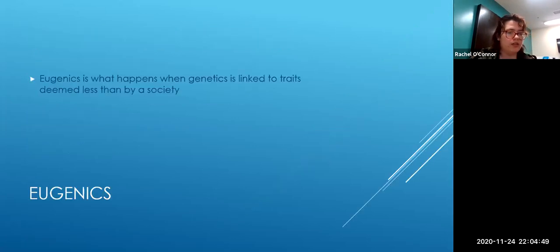So just to give an idea of eugenics: eugenics is what happens when genetics is linked to traits that society deems not good, or, as on the slide, "less than." This becomes an issue, especially in the research that I've read, with terms like moron, feeble-mindedness, and criminality. These were all seen as traits and believed to be genetic.